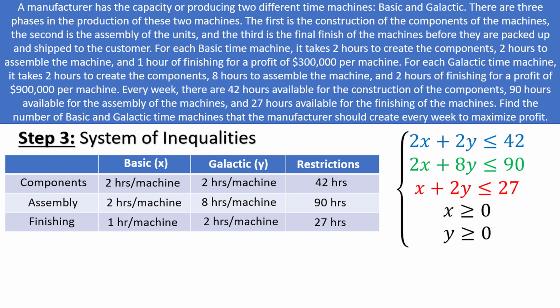I like to use color on the inequalities, and I would encourage you to do the same if you have different colored pencils or different colored pens. We will eventually end up graphing these, and it's hard to keep track of them if they don't have different colors. Another possible way to differentiate them is by labeling each inequality with a number, such as number 1, number 2, number 3, and then labeling them on the graph that way later.